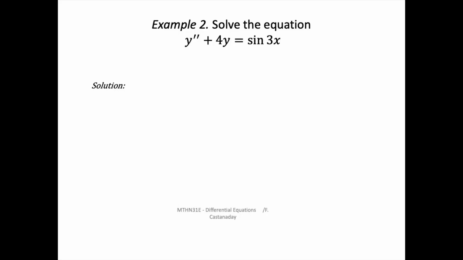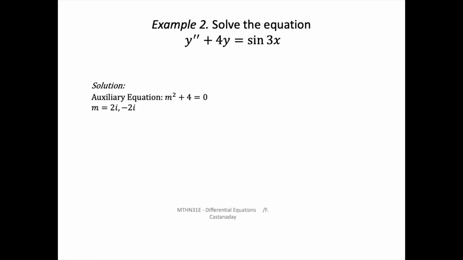Solve the equation y double prime plus 4y equals sine 3x. First thing that we need to do is to form the complementary solution, which is y sub c. So we can only do that by dealing with the left member of the equation. So we first write the auxiliary equation, and that is m squared plus 4 equal to 0.